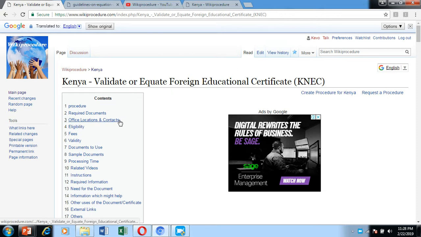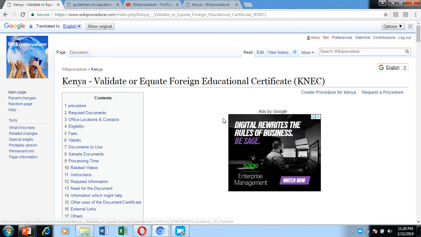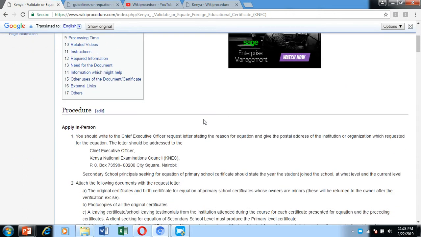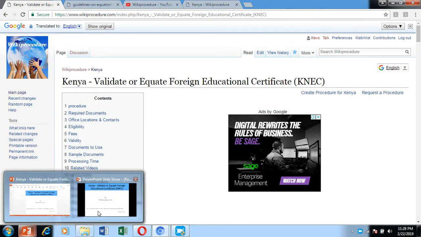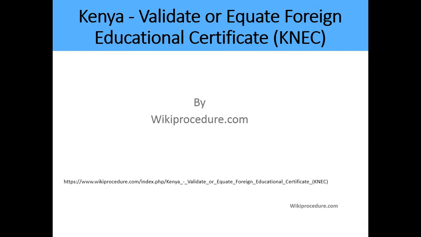As we move on, we are going to look at where you can visit to make your application. This application can only be done in person, and it cannot be done through the online platforms. So let's get on with the program and see how you can go about the application process.